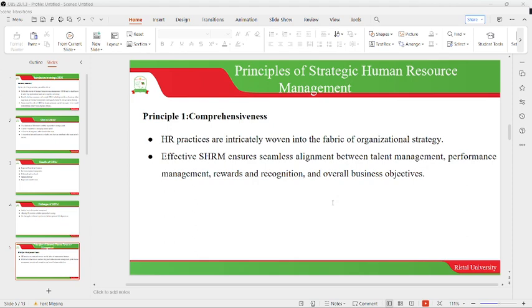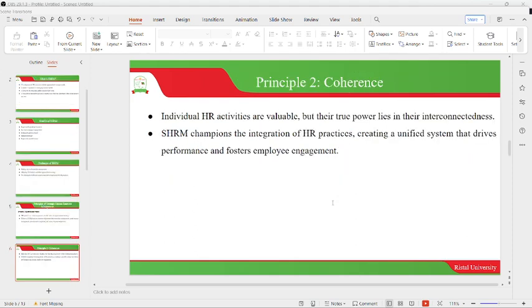So the next principle of strategic human resource management is coherence. Under coherence, we are talking about how HR activities are valuable, but too powerless in their interconnectedness. When we talk of interconnectedness, we're talking about togetherness, working together as a team. That is very important.